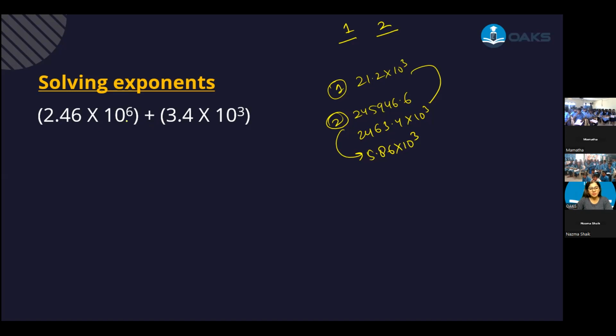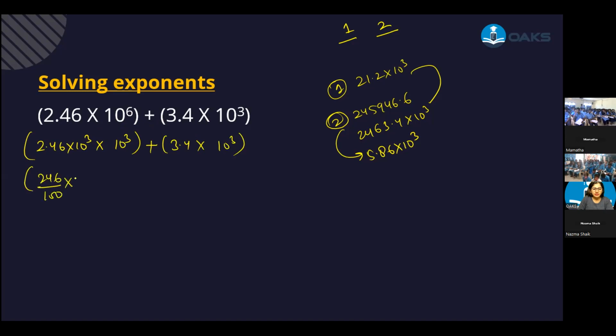So what are we making? Can we make 10 raised to power 3? That is the easy part, right? So should we make 10 raised to power 3? Yes, madam. So I am just writing this as 10 raised to power 3 into 10 raised to power 3. This will be my first number, and 3.4 into 10 raised to power 3. Right. So what do we have here? It is 246 by 100. Right? If we remove the decimal, and we have 1000 here. Now 3.4 into 10 raised to power 3.